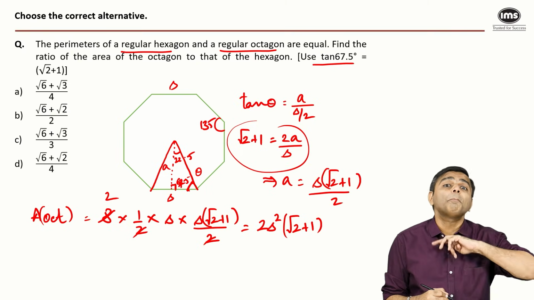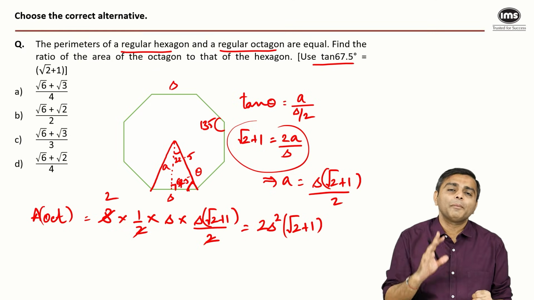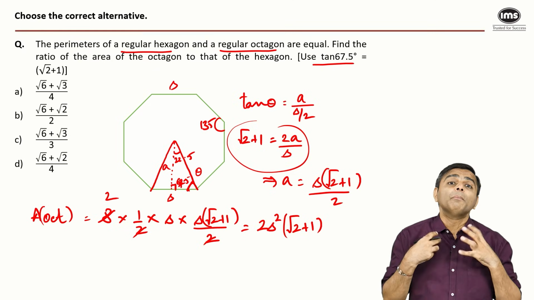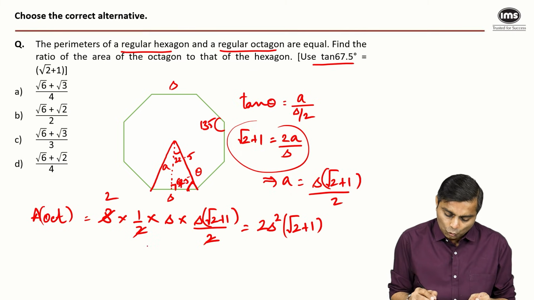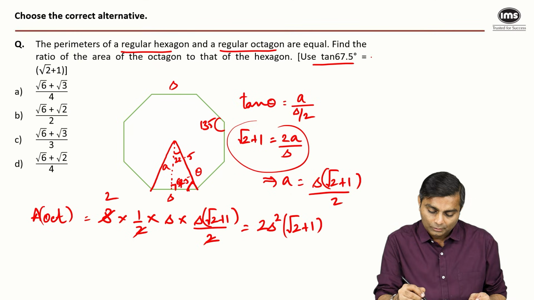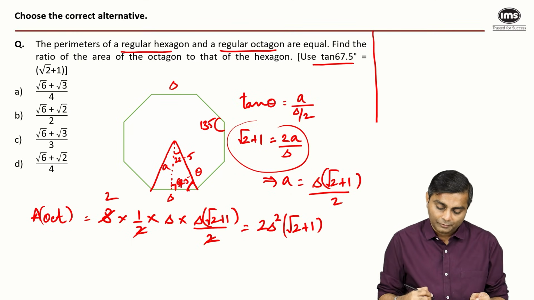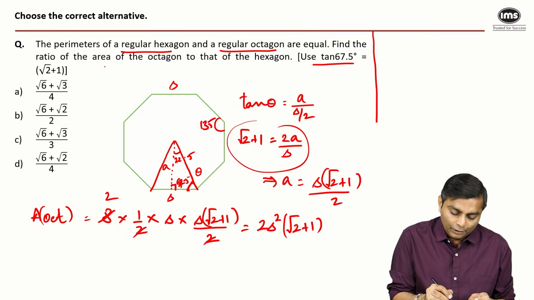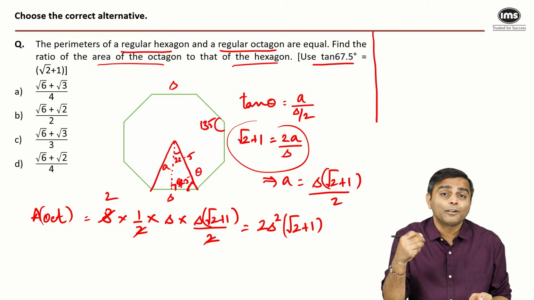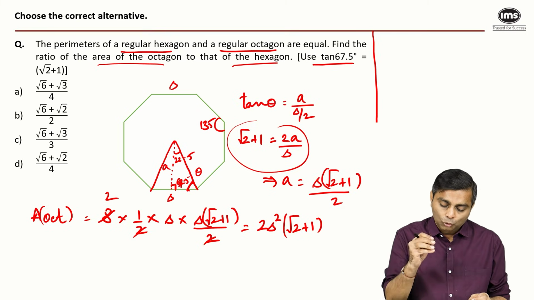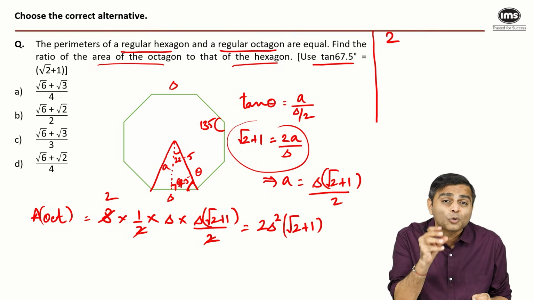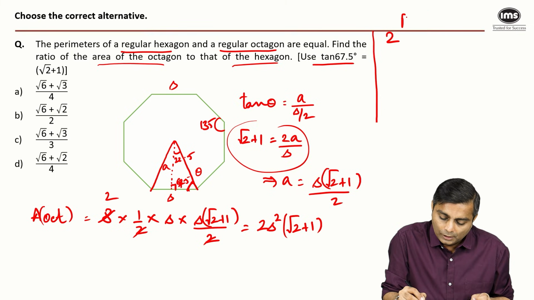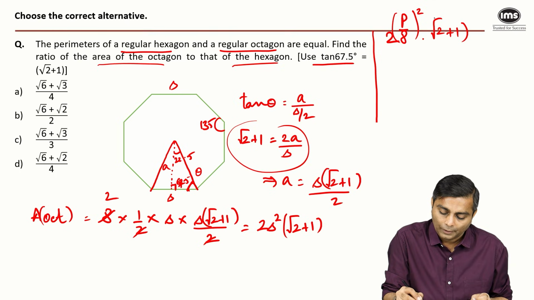What have they said? They have said the perimeters of both are equal. Let's say the perimeter of the octagon is P. If the perimeter of the octagon is P, one side will be P by 8, correct? So, writing this formula once again, let me write it here for better visibility. We are trying to find the area ratio of octagon upon hexagon. So I'm first writing the octagon's formula. For the octagon, we just found 2s squared times root 2 plus 1. Instead of s squared, I'm going to write P by 8 the whole squared, times root 2 plus 1, correct?